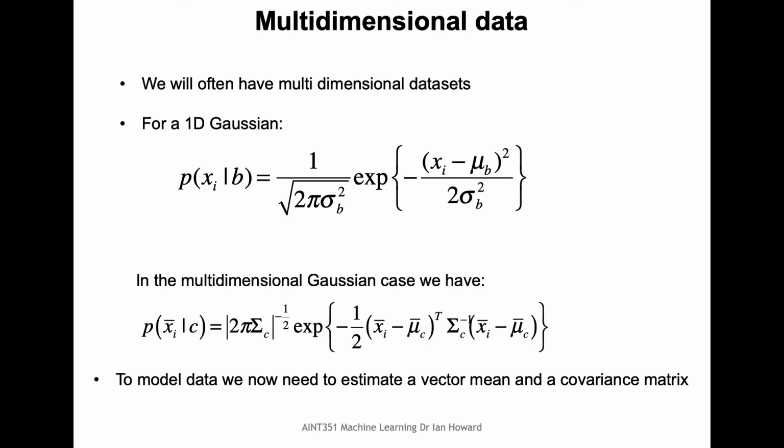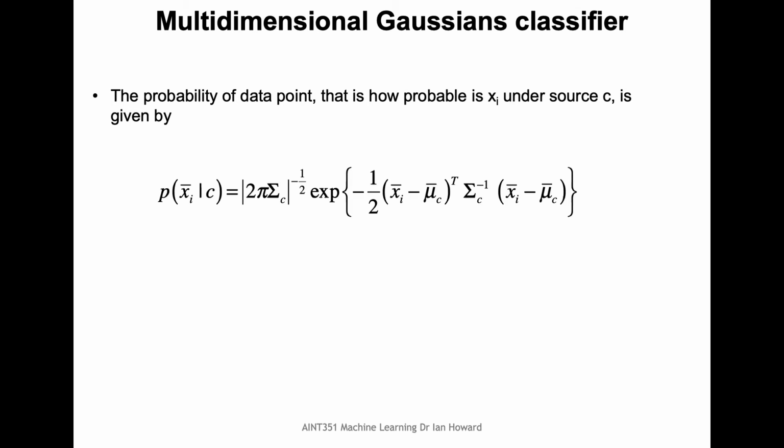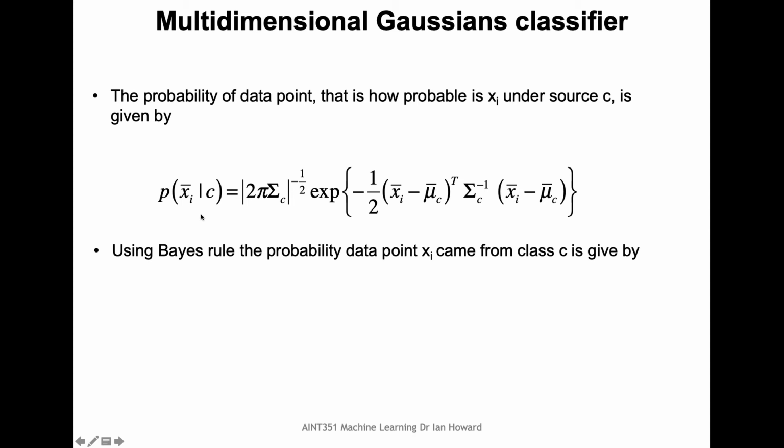In order to use this model, of course, if we wanted to build a classifier based on the multidimensional Gaussian, we'd need to know what the mean vector was and the covariance matrix was. Now, the probability of a data point, how probable the data is under source C, is then given by this expression. That's basically what it's telling us, right? It's telling us, given the model C, what's the probability of the data vector.